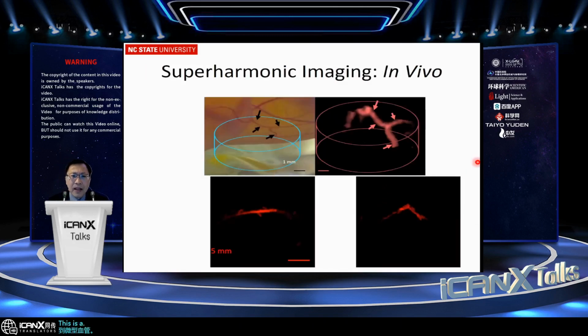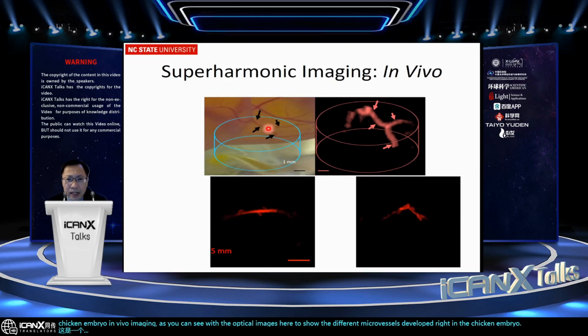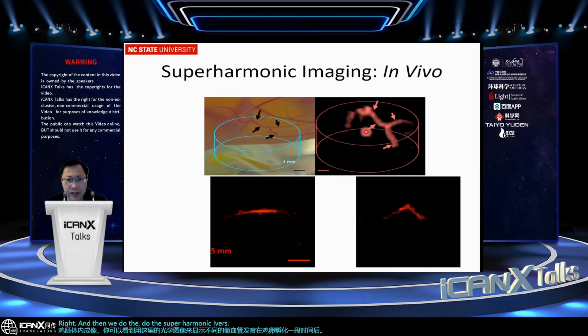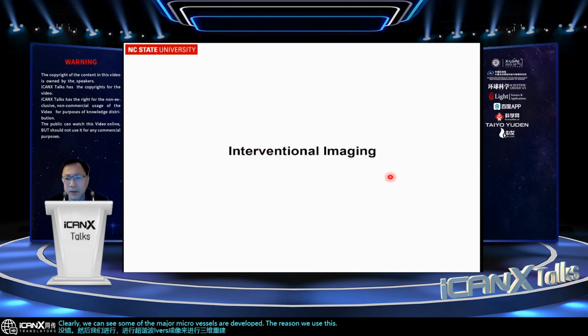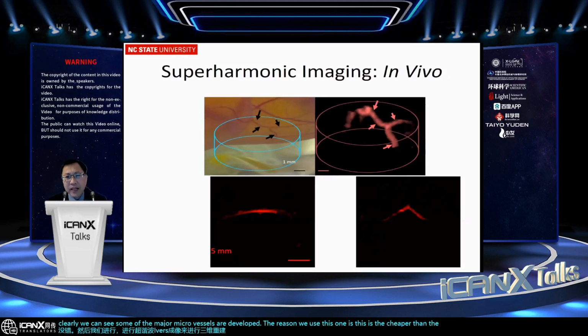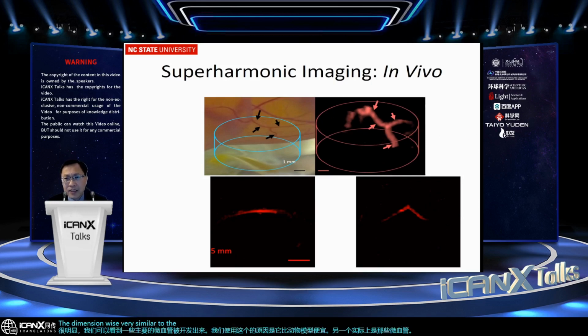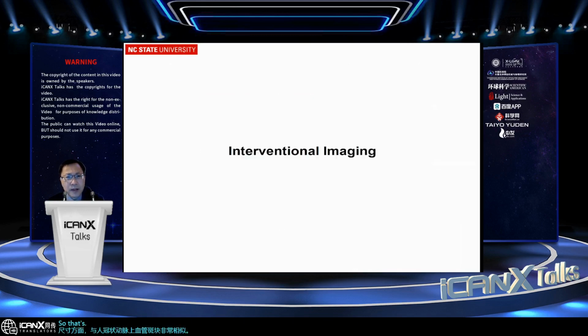This is a chicken embryo in vivo imaging, as you can see with optical images here, to show the different microvessels developed in the chicken eggs some time before hatching. Then we do the superharmonic IVUS imaging to do the 3D reconstruction. Clearly, we can see some of the major microvessels developed. The reason we use this is, one, it is cheaper than an animal model. The other is that those microvessels are dimension-wise very similar to the vasa vasorum in the human coronary artery plaques. So that's for the superharmonic imaging.